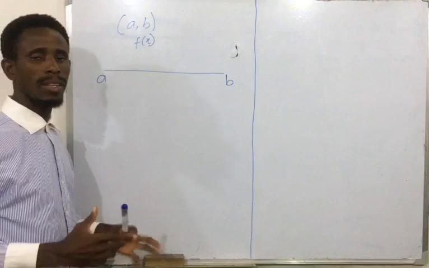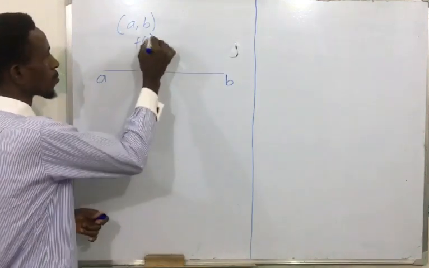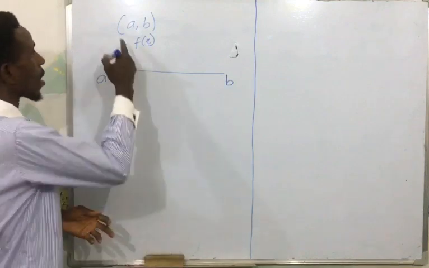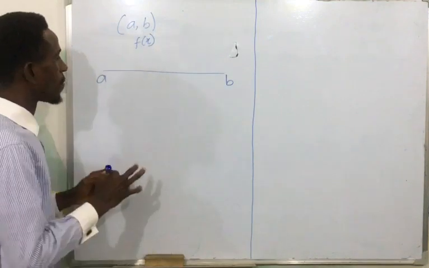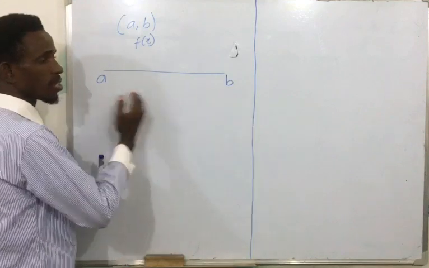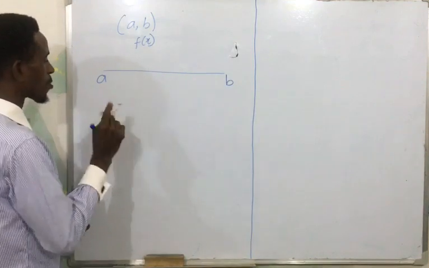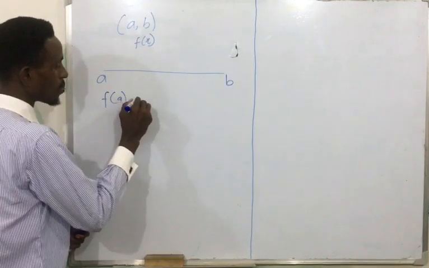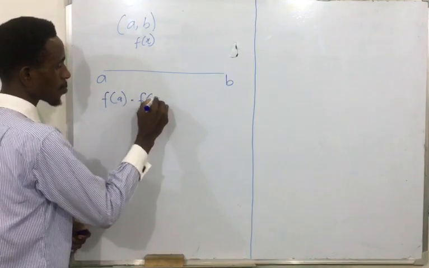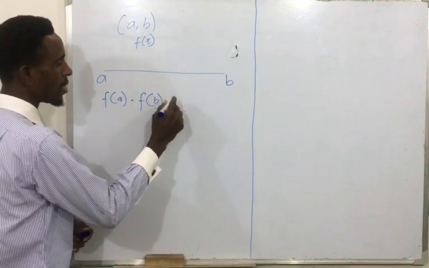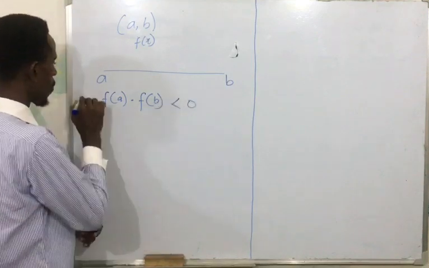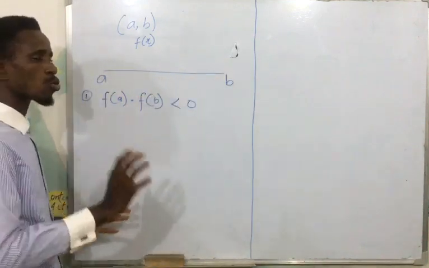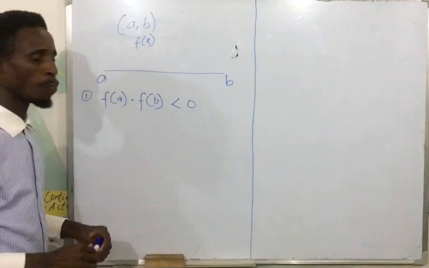Now let's assume that they give us a function f of x as this, and they gave us the interval as a to b. Now the first step is, this is my interval. So first of all, I'm going to look for my f of a multiplied by my f of b. If this is less than 0, then the root lies between the two intervals.